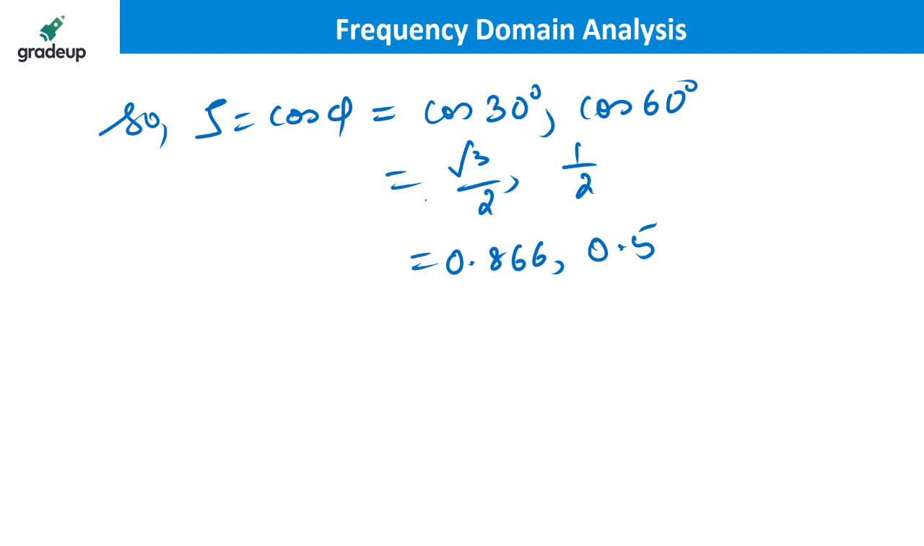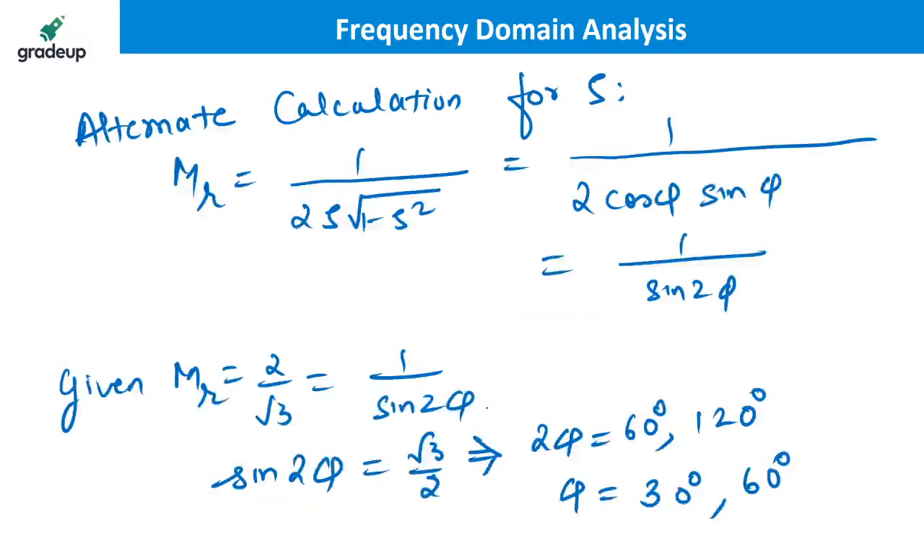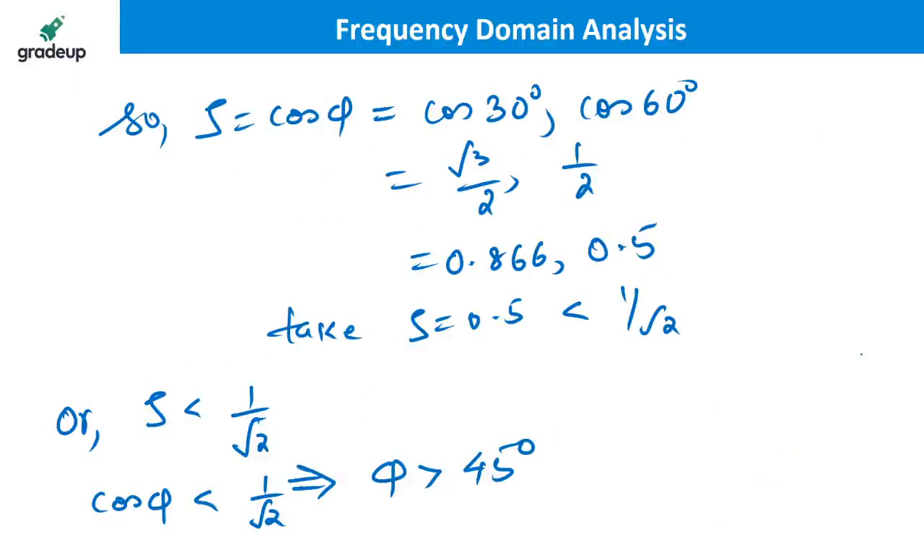So that is why first I have taken zeta, and now once again you will take zeta equal to 0.5, which is less than 1 by root 2. Or you can say that if zeta is less than 1 by root 2, so zeta means cos phi, cos phi is less than 1 by root 2. That means whatever is phi, that should be greater than 45 degree. Okay, that means this answer is 60. And anyways, we are getting the answer by 60 only. Cos 60 is half.